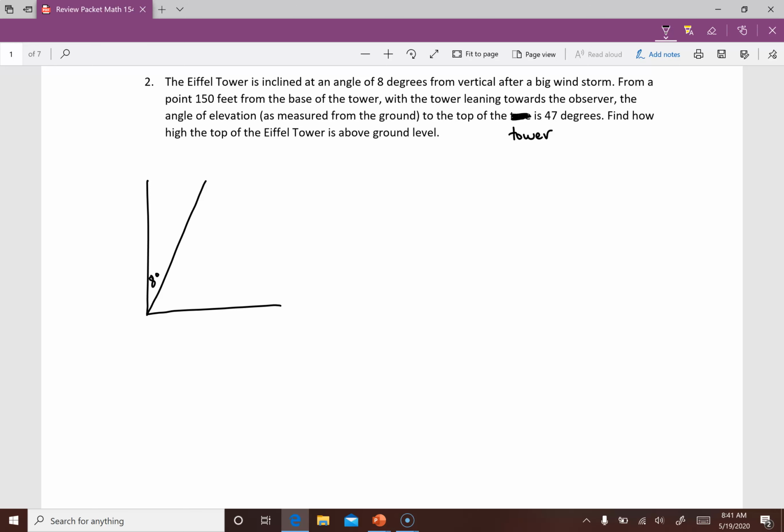So it's saying from a point 150 feet from the base of the tower. So we're talking about that distance being 150 feet. We're saying that there's an observer right here that's looking up at the top of the Eiffel Tower. And they see that at an angle of elevation of 47 degrees. Okay. Find how high the top of the Eiffel Tower is above the ground. So the actual thing that we're looking for is the height of the Eiffel Tower, and height always makes a right angle to the ground, so we're looking for that H right there.